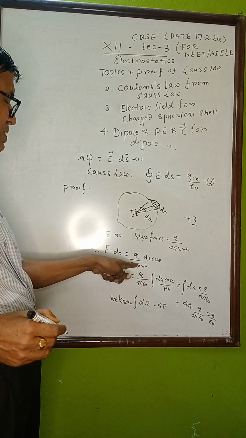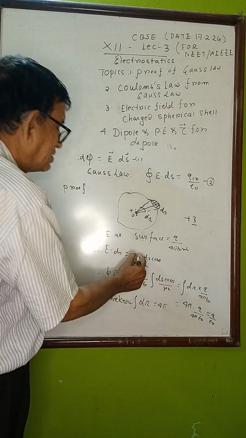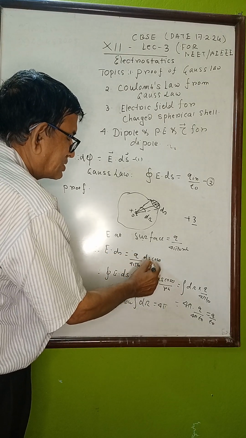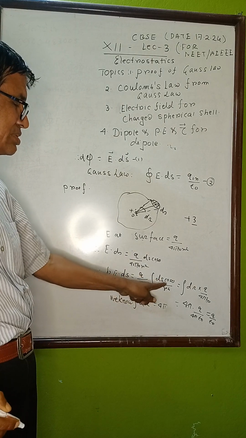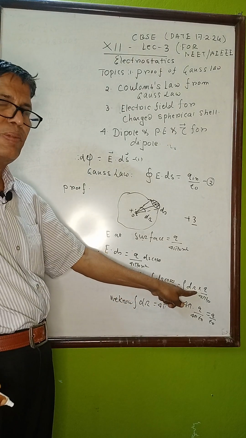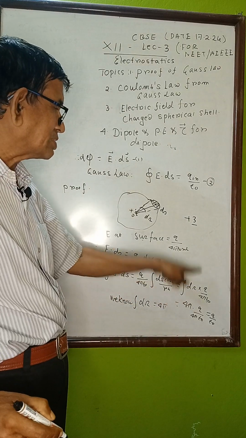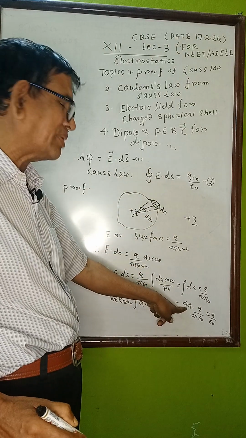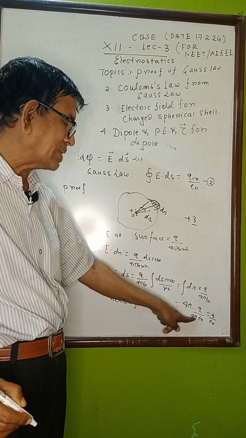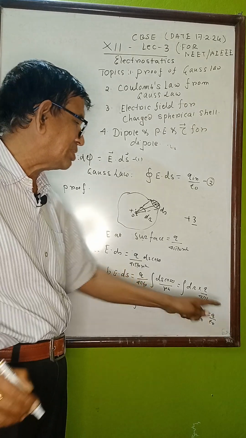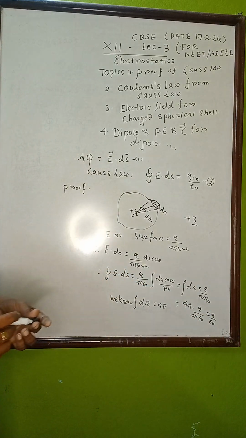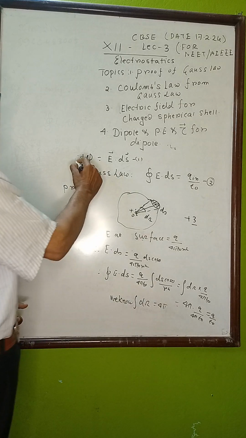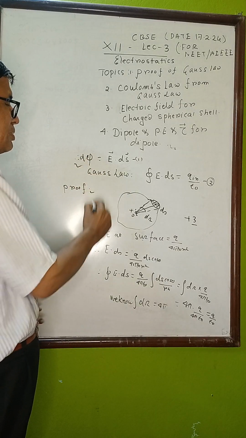Instead of E dot ds you are getting ds cos theta. So the integration of ds cos theta by r square equals d omega, that is the solid angle. Total solid angle, if you consider throughout the Gaussian surface, comes to 4 pi. Now 4 pi cancels, then Q by epsilon naught. So this is the proved Gauss's law, and I have proved the Gaussian theorem.